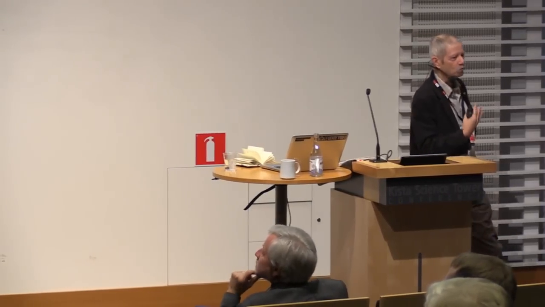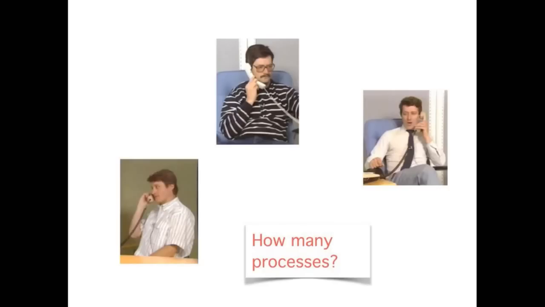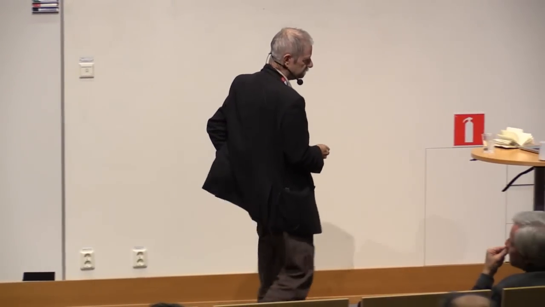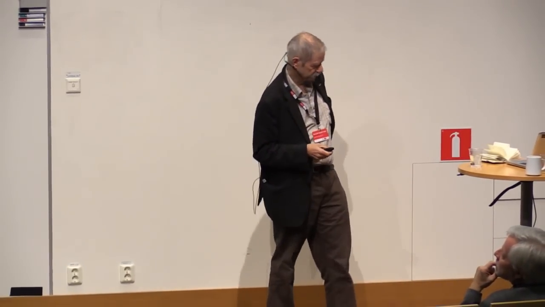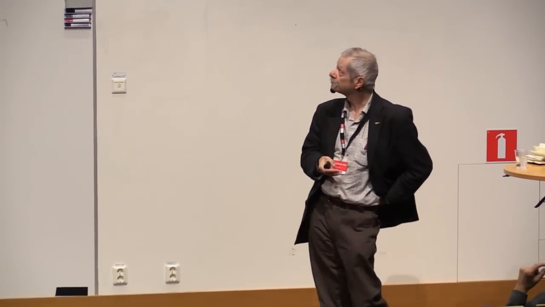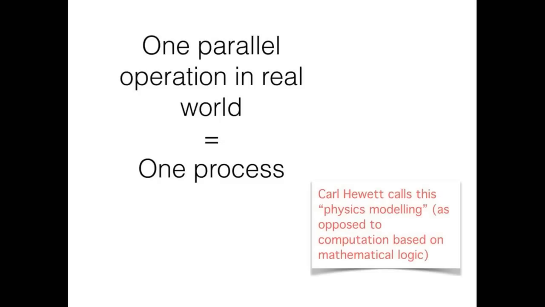So if we look at this picture and say, so how many processes would we do to model this? The answer is 3. There are 3 people involved. It wouldn't be 5, it wouldn't be 7, it must be 3. In a lot of problems, the mapping of the problem onto the concurrent structure can be done by observation. Right. And this is what Carl Hewitt calls physics modeling. This is in Hewitt's description of the actor model. So one parallel operation in the real world equals one parallel process. Very simple. You just sit there and observe what's going on.